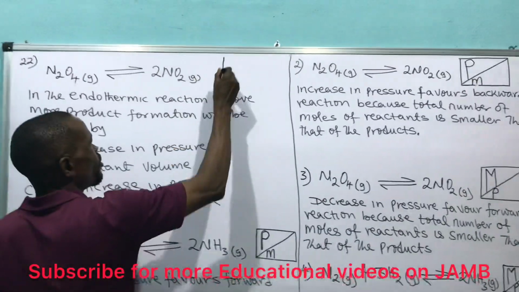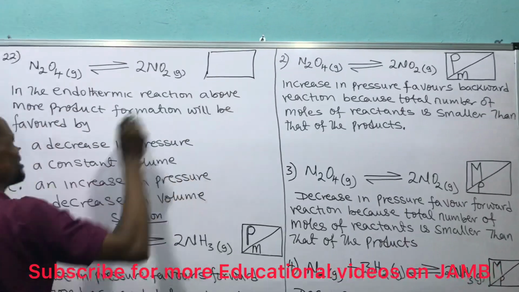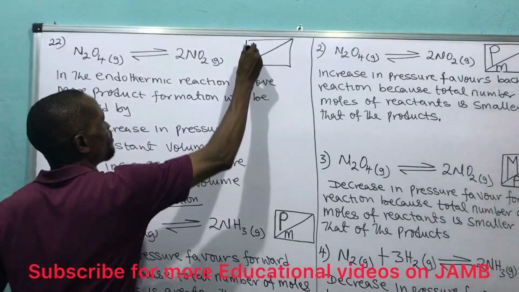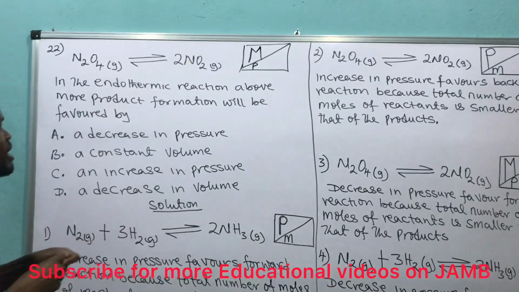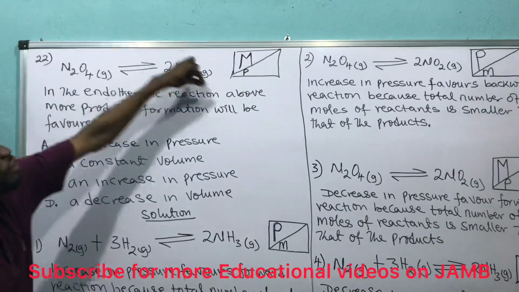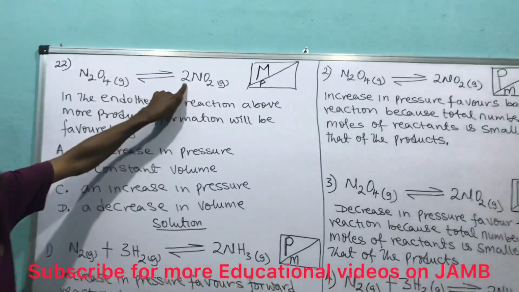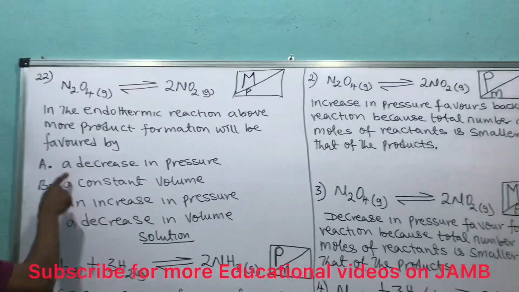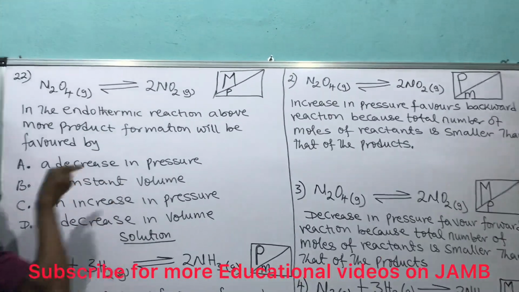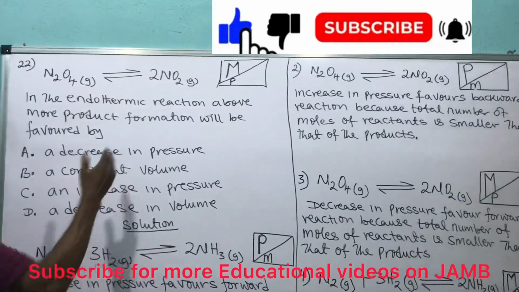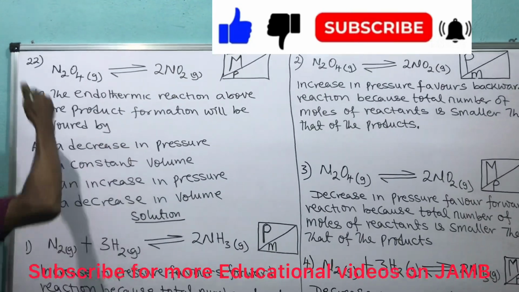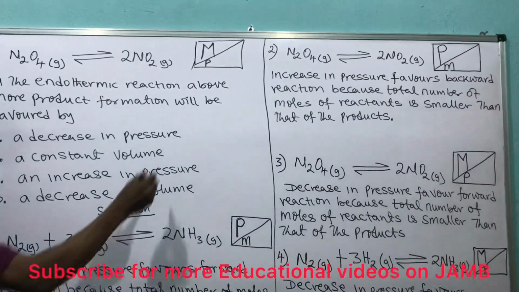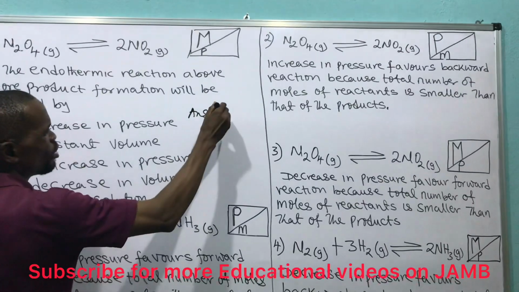It will favor the bigger mole. Look at it, if P is smaller, what will happen? The bigger the mole. I get what I'm saying now. So if I lower the pressure here, it will favor the bigger mole, which is 2, higher than 1. That means decrease in pressure favors the product, so more product formation will occur. So my answer here will be option A.